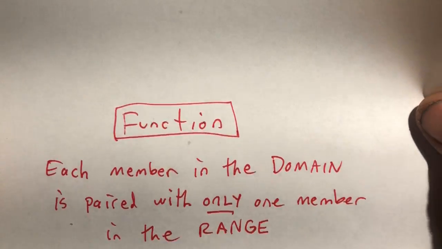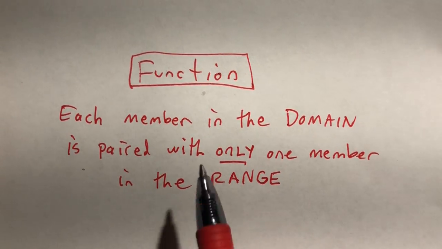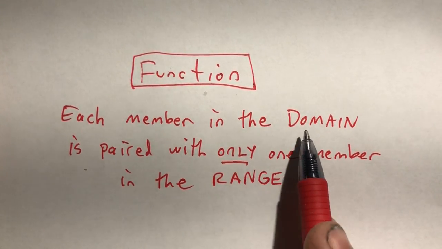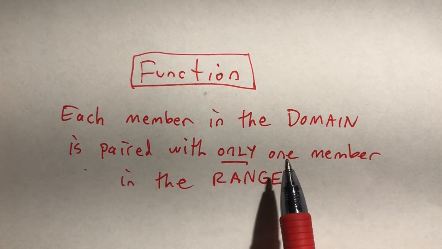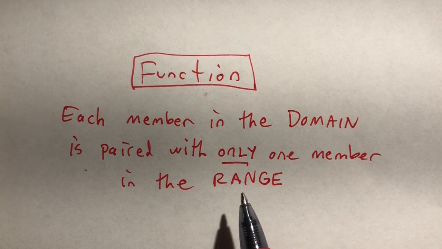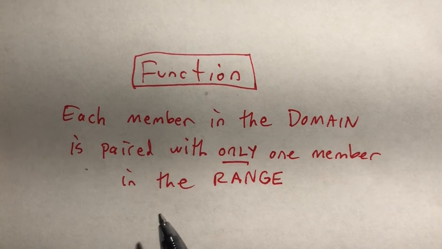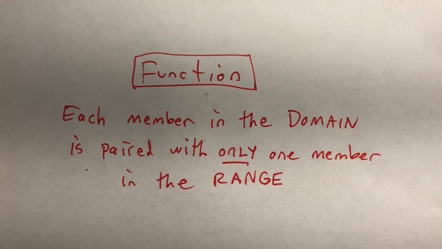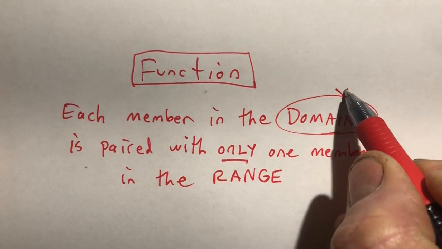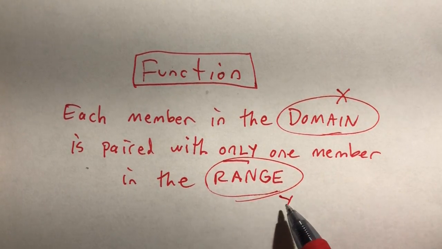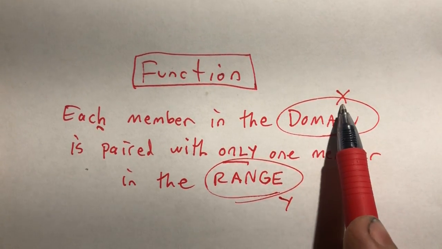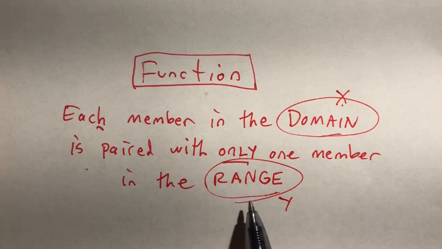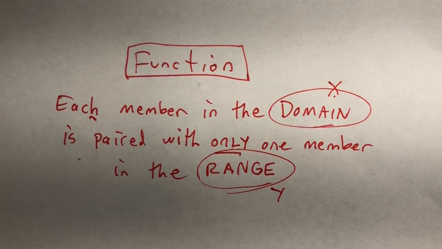All right, today we're looking at functions. Here's the definition of a function. A function is where each member in the domain is paired with only one member in the range, which means each x has only one y. Domain is your x's, range is your y's. So each x has only one y to go with it.